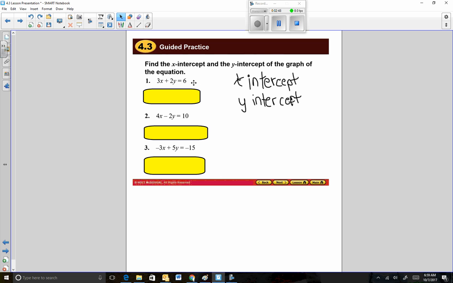We have 3x + 2y. If you put a 0 in for the x, you'll get the y-intercept. Put a 0 in for the y, you get the x-intercept. Answers are 2 and 3. So please make sure your x-intercept is 2 and y-intercept is 3.